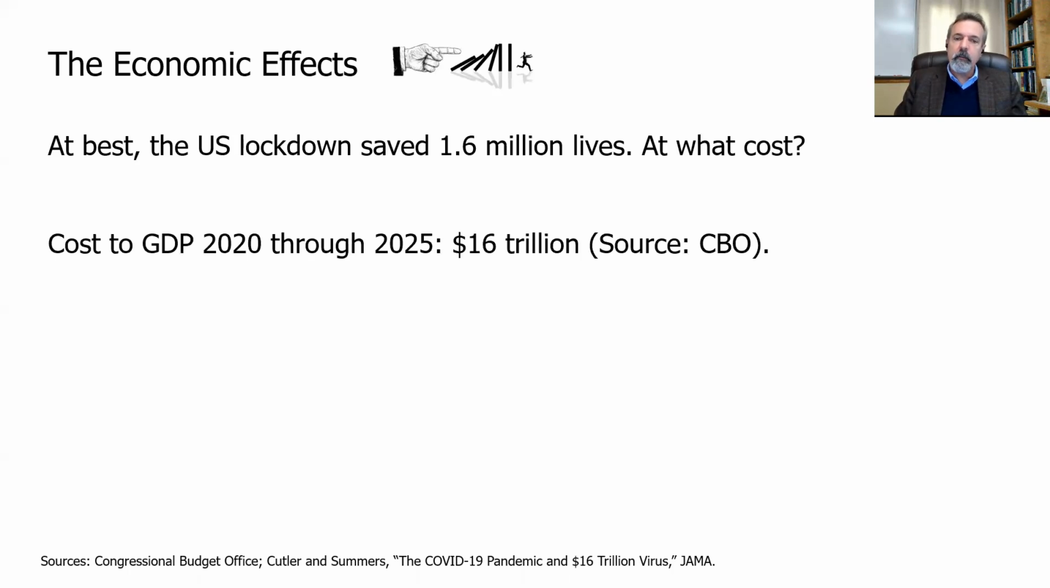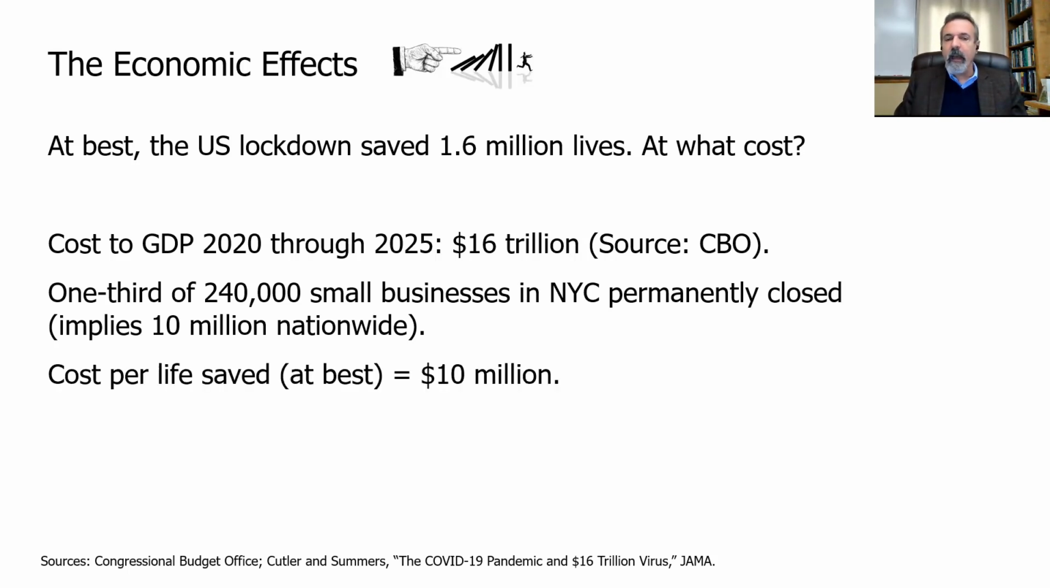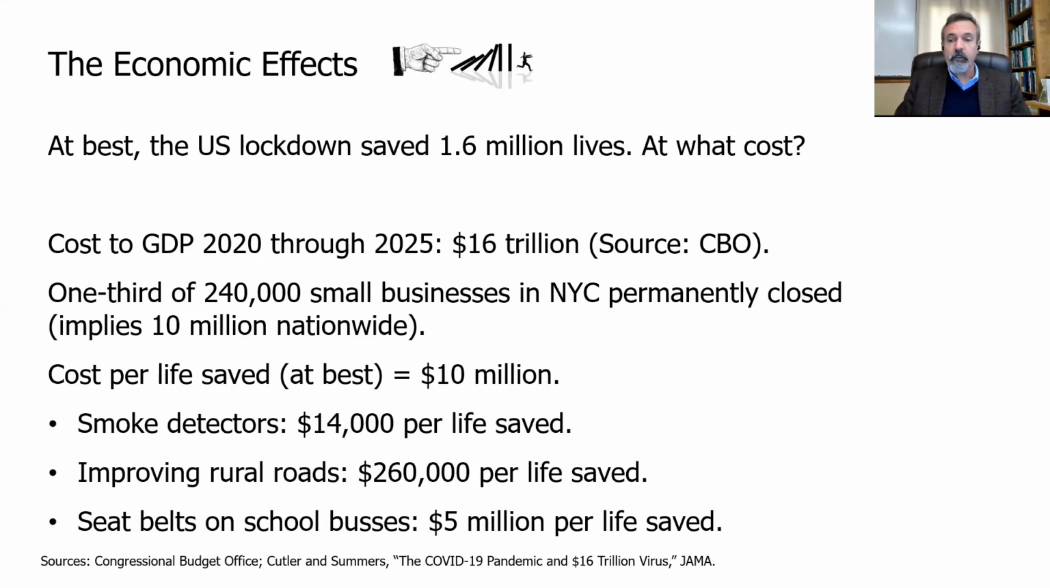At what cost? $16 trillion lost of GDP, a third of small businesses permanently closed. And if you do the math, that means that each one of those lives that we saved, we did so at a cost of $10 million. Okay. Now, I'm not going to say that that's a good idea or a bad idea. The fact is, it's costly to save lives. What I do want to do is ask the question, how much do we spend saving lives from other things that aren't COVID? Well, there are some numbers on this.